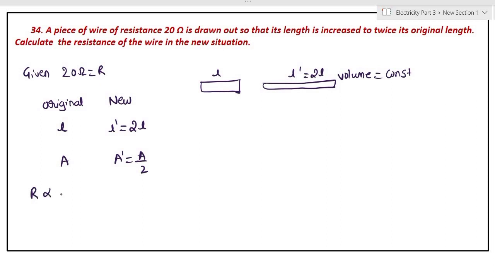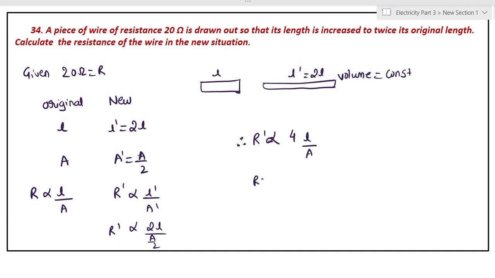The resistance of a conductor is proportional to length divided by area of cross section. Similarly, R dash is equal to L dash divided by A dash. L dash is 2L, and A dash is A divided by 2. Therefore, R dash is equal to 4 into L divided by A.